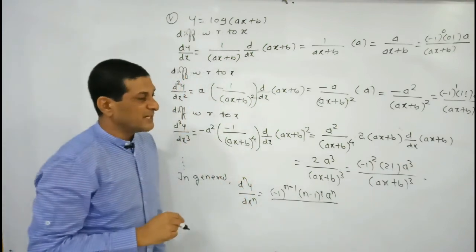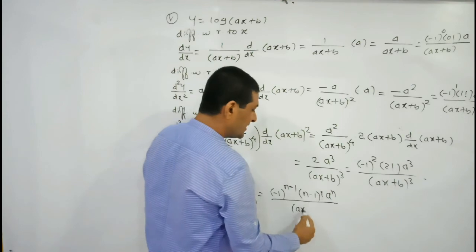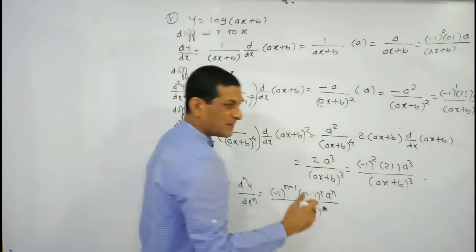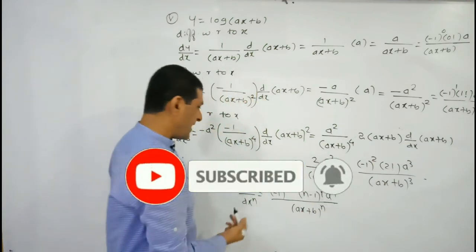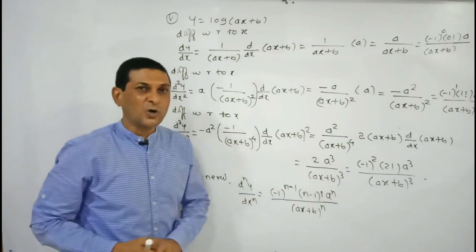Now observe the denominator. In the first order derivative, in the denominator the power of ax plus b is 1, in the second order derivative the power of ax plus b is 2, in the third order derivative the power of ax plus b is 3. So we can say that in the nth order derivative the power of ax plus b will be n. In this way we have got the value of the nth order derivative.